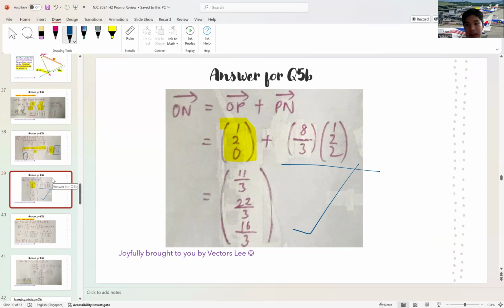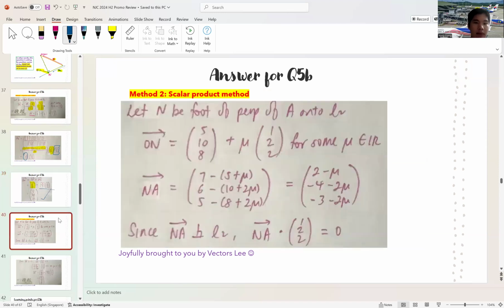Okay, this is just method 1. I say again, this is just method 1. Remember your content, hardcore content. Method 2 is the scalar product method. So same thing, I'm going to take the foot of the perpendicular of A onto L2. Then after that, I'm going to say that, oh, okay.